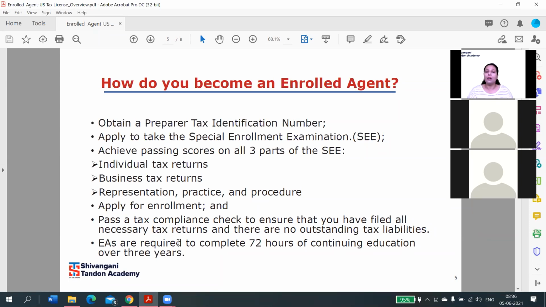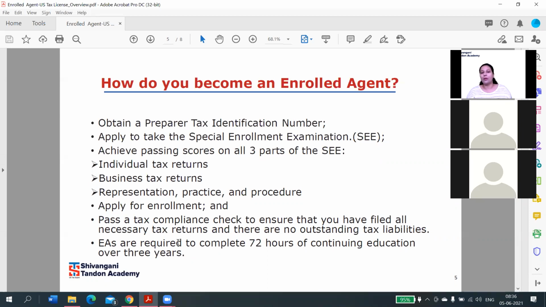The last one is representation, practice and procedure. Your third paper tells you how you're going to represent your client, what your practice limitations are, and what the procedure is to maintain your license. It's not that easy. There are some rules, some ethics, and some responsibilities which you have to fulfill when you have an EA license and you are in the field of representation.